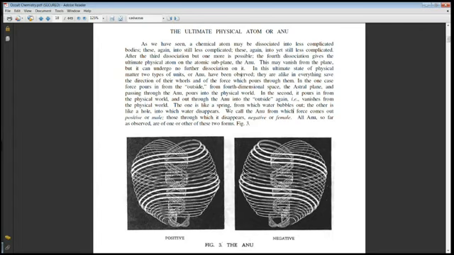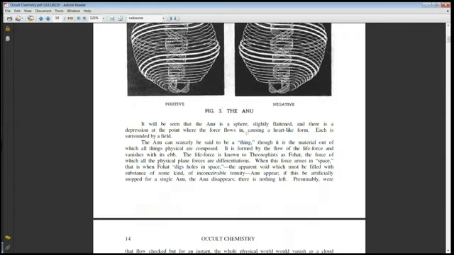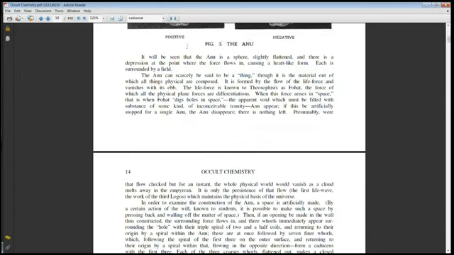We call the Anu from which the force comes out positive or male. Those through which it disappears, negative or female. Anu so far observed are one of these two forms. It will be seen that the Anu is a sphere slightly flattened, and there is a depression at the point where the force flows in, causing a heart form. Each is surrounded by a field. The Anu can scarcely be seen as a thing, though it's the material out of which all physical things are composed.